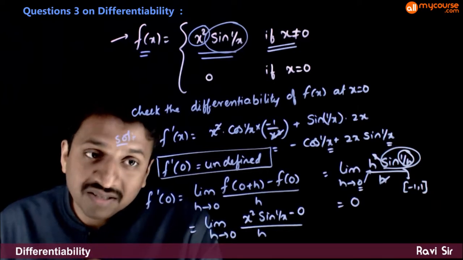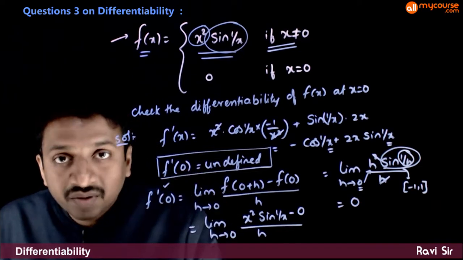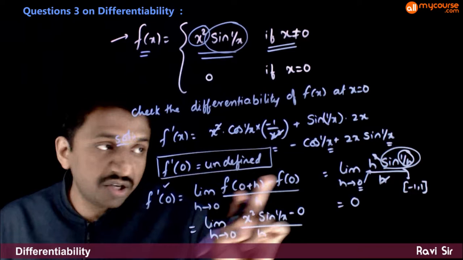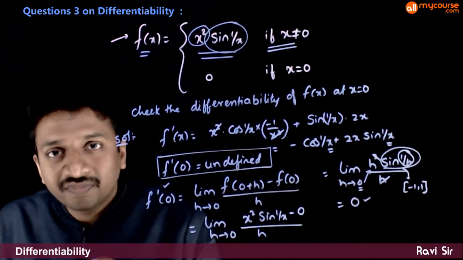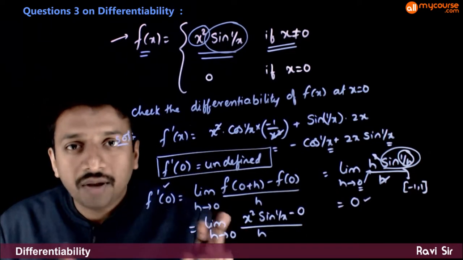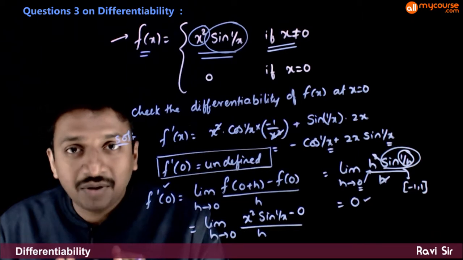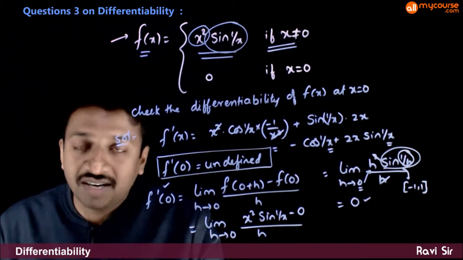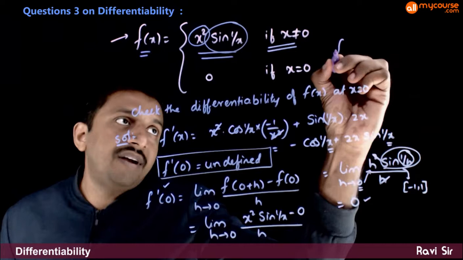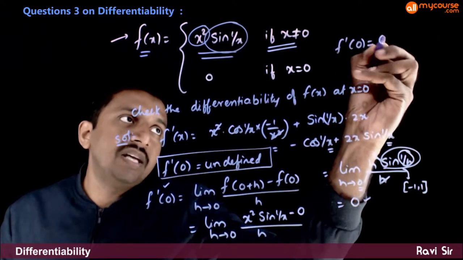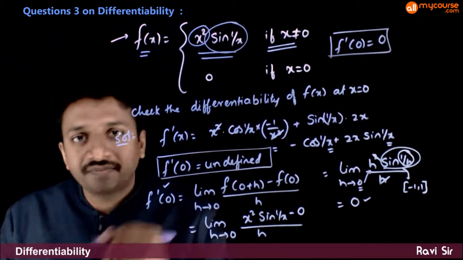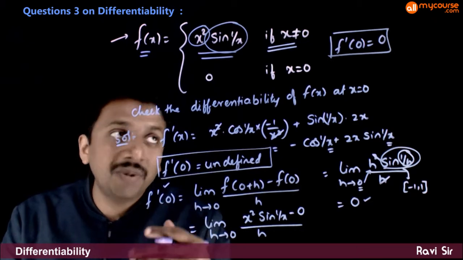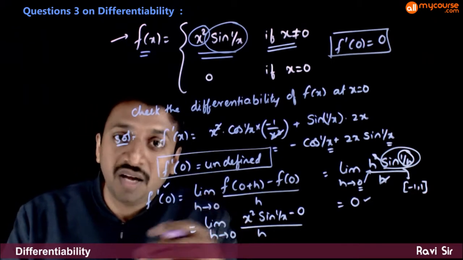So what is the meaning of this? From the first principle, you got the differentiation of f(x) as 0. So the first principle will be the final answer. The answer that you get from the first principle is always right. So f dash of 0 is equal to 0 is the answer. That is, f is differentiable at x is equal to 0.